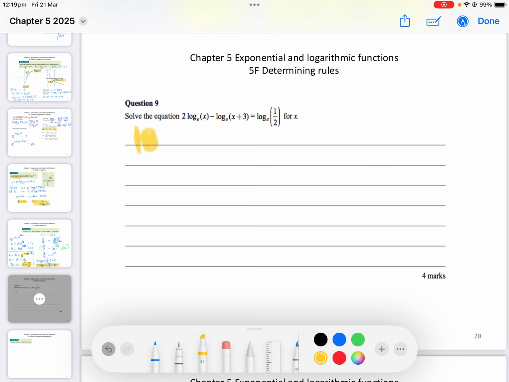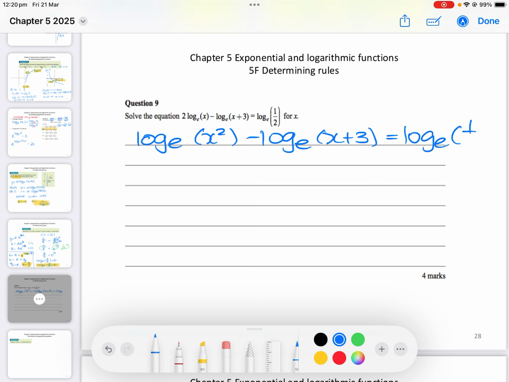So first thing I'm going to do is use the log laws to go the natural log of x squared minus the natural log of x plus 3 equals, and I think I'll just leave it as the natural log of 1/2. We'll just see what happens. So because of the log laws, when I subtract, I divide. So I can write this as the natural log of x squared on x plus 3 equals the natural log of 1/2.